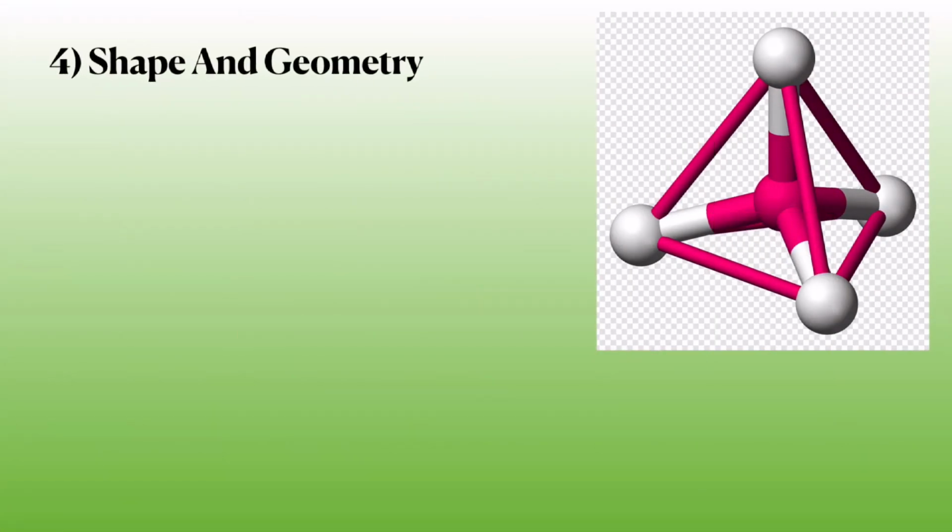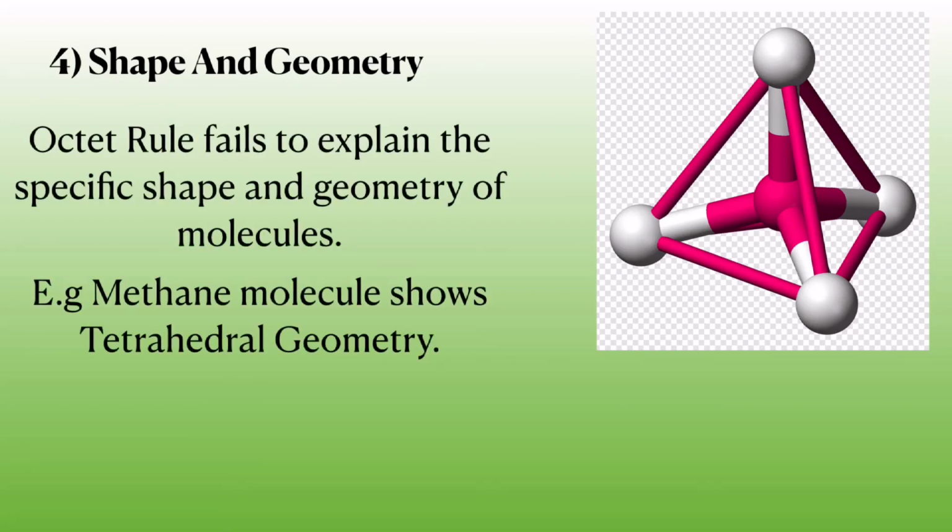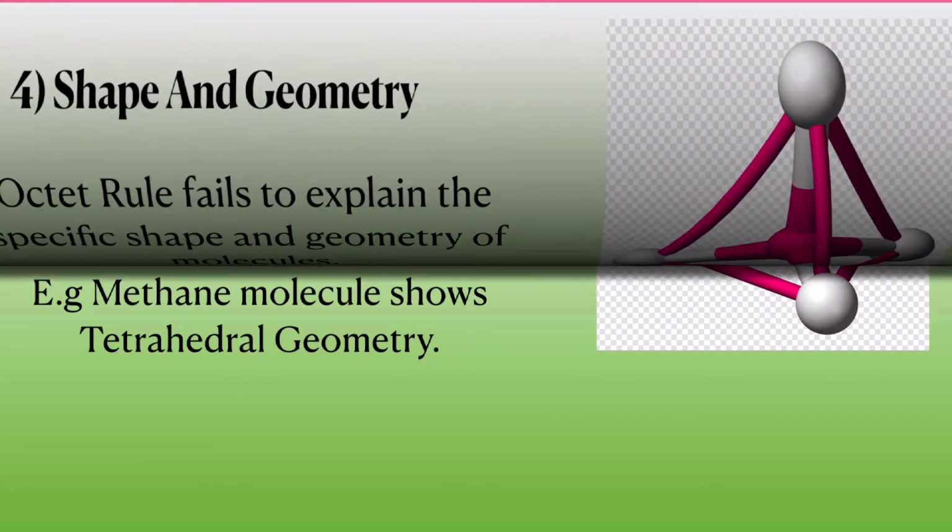Now next limitation, that is shape and the geometry of molecules. Octet rule fails to explain the specific shape and the geometry of molecules. For example, methane molecule shows the tetrahedral geometry. Octet rule fails to explain why methane shows the tetrahedral geometry.